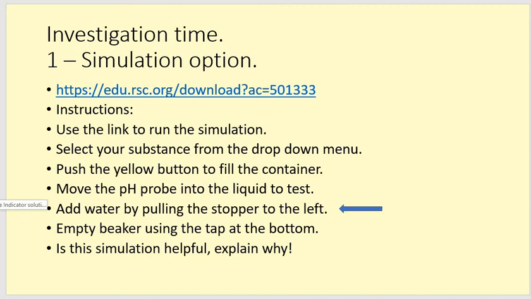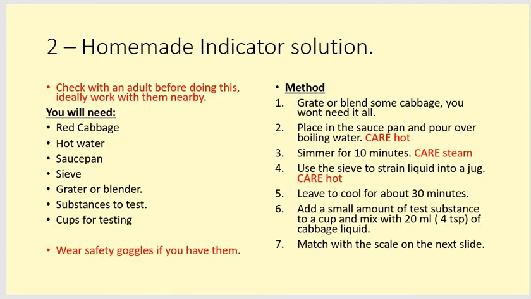If you want to have a go in real life, then you can make your own indicator solution at home using red cabbage. I have checked online and red cabbages are currently available online from Sainsbury's, hopefully. It needs to be red cabbage, not green cabbage, not broccoli or cauliflower. It has to be red cabbage. You have to chop the cabbage up or possibly grate it. If you've got a food processor, you may be able to chop it like that.